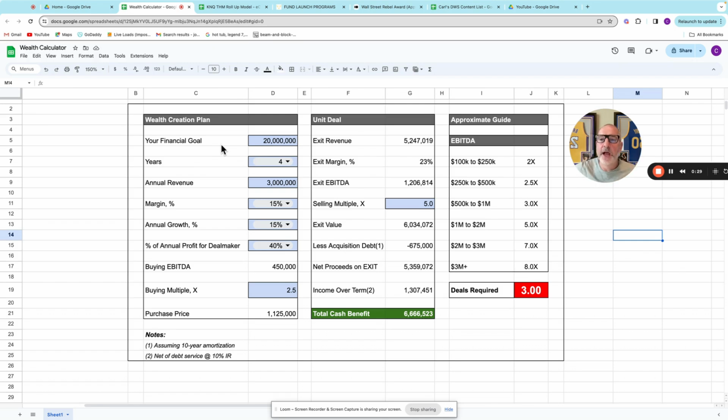That's absolutely fine. And then the next thing that you want to do, and bearing in mind everything in blue, you're going to be populating. Everything else that's not in blue, don't touch it.